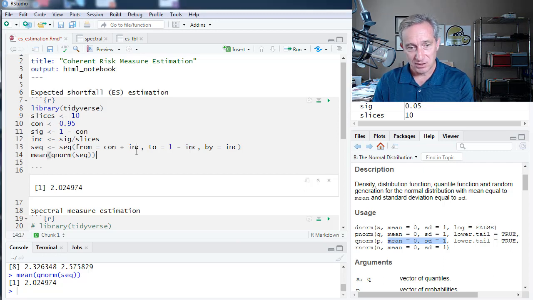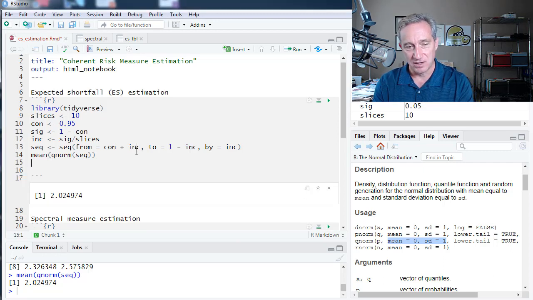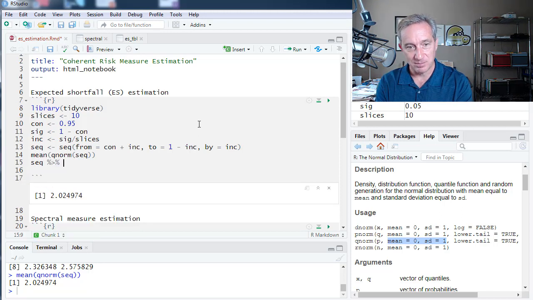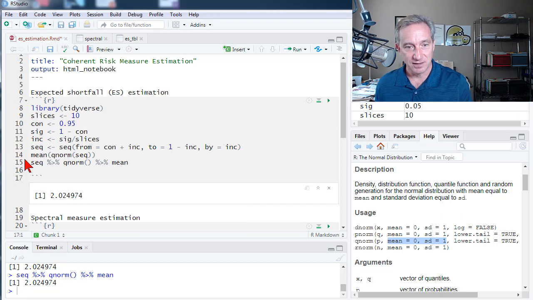Well, and just by the way, just because I've been watching Matt Dancho taking his course, world-class programmer and teacher, uses the piping a lot, and that got me into the habit because this is not the first way I wrote this. If you like pipes, to me it's almost more natural to take that sequence and then pipe it to the qnorm function and then pipe that to mean. Just wanted to show you that that's the same, gets us the same result.